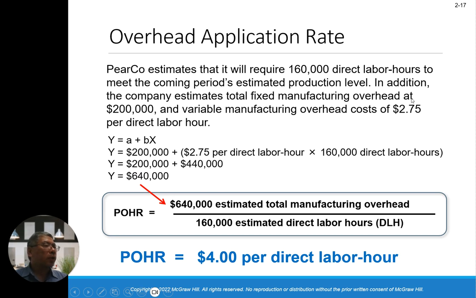Where you got 2.75 is coming from here. Where you got 160 is coming from here. Where you got 200,000 is coming from here. So you add it all up, you're going to get 640. This is 640 divided by 160. You got $4. The predetermined overhead rate is $4 per direct labor hour.